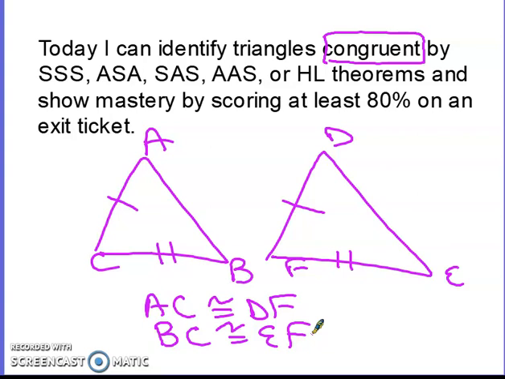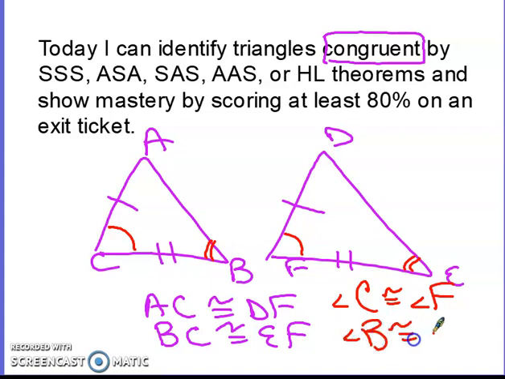Now, if we're going to talk about angles, angles are going to have my little half moons. Again, it's all based on the number of half moons. So in this case, angle C is going to be congruent to angle F because they both only have one half moon. Angle B is going to be congruent to angle E because they both have two half moons. So even though we don't know the measures of these angles and sides, we know that they're congruent based on the pictures and the markings.